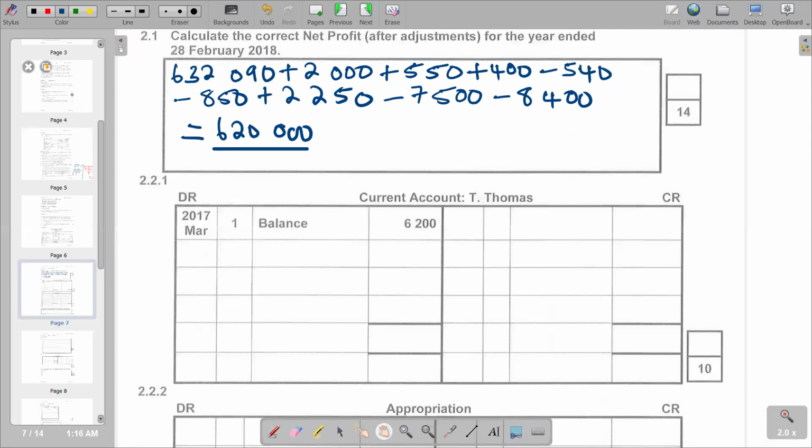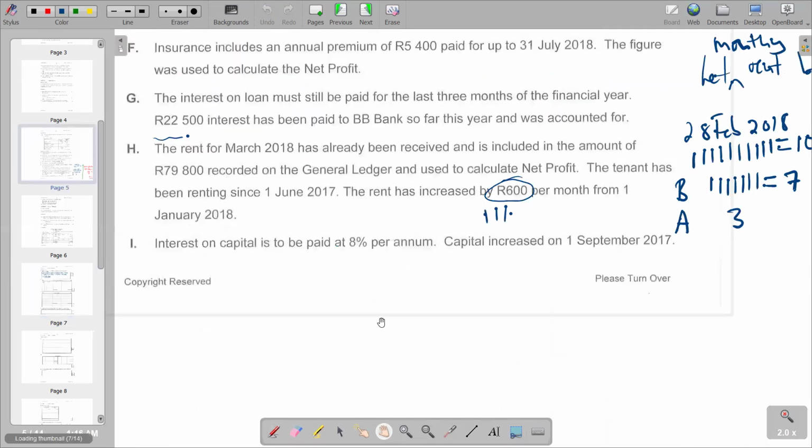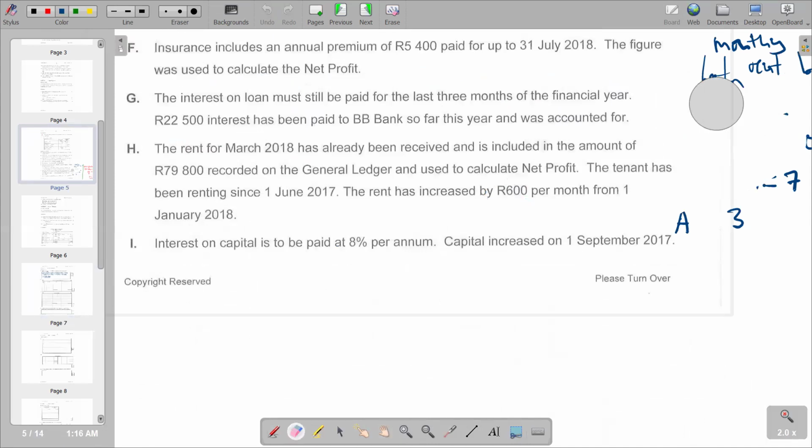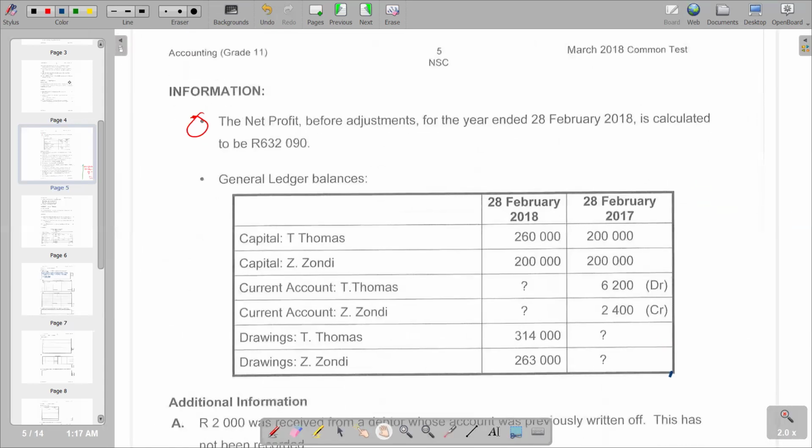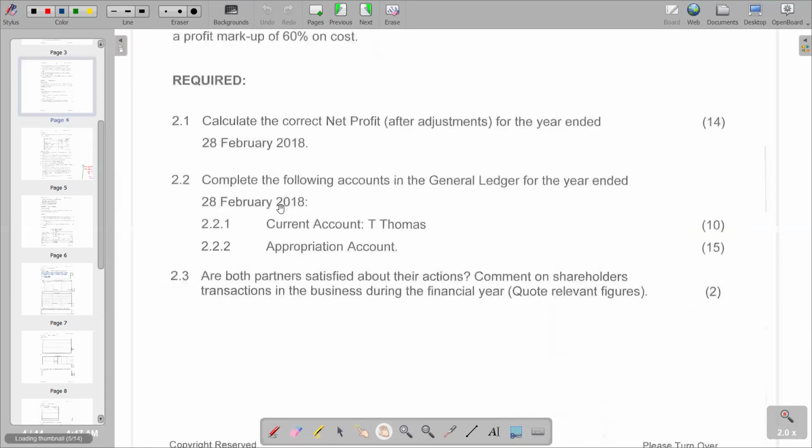Then obviously, in terms of the next question, we can also refer back. The second question is saying, complete the following accounts in the general ledger for the year ended 28th February 2018. The first part is the current account of T. Thomas, and the second part is the appropriation account. So we can start with the current account of T. Thomas. This current account is only for T. Thomas.